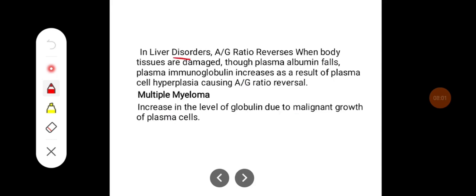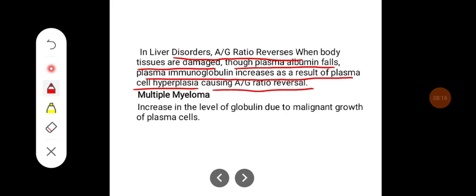In liver disorders, the AG ratio reverses when the body tissues are damaged. Though plasma albumin falls, the plasma immunoglobulin increases as a result of plasma cell hyperplasia, causing AG ratio reversal. Also in multiple myeloma, there is increase in the levels of globulins due to the malignant growth of plasma cells.